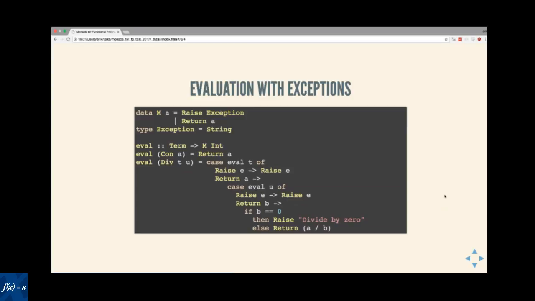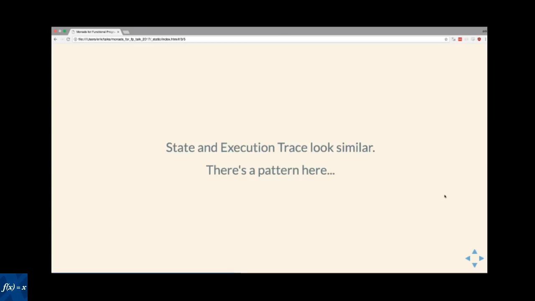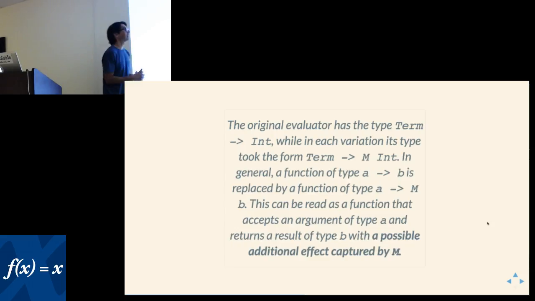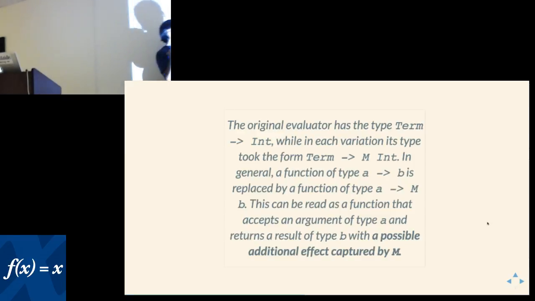He then does state and the execution trace, and I didn't draw them out, but we'll do state later on. He says there's a pattern here, and the pattern is, these are all what he describes as monads. So this is a quote from the paper. It's a little long. He says, the original evaluator had this type. It took a term, and it turned it into an int. And in all the variations I wrote, it took a term and it turned it into an M int.